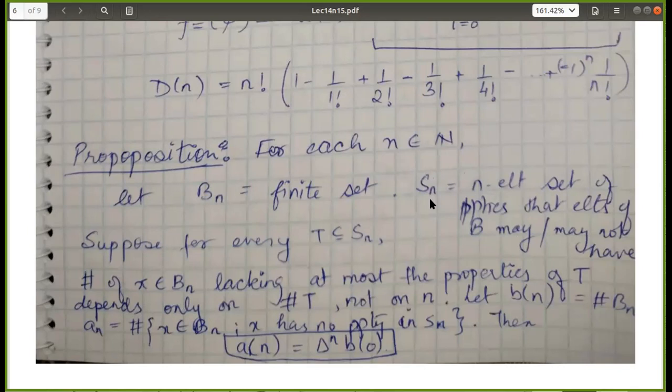It's just S_n. Now, suppose for every subset T of this property set S_n, the number of elements x in B_n lacking at most the properties of T depends only on the cardinality of T, and not on the set or rather the full set S_n. The cardinality of S_n is n. So this is my assumption. And then let B_n be the cardinality of this set and A_n be the cardinality of x in B_n such that x has no property in S_n. Then A_n is delta^n of B_0.